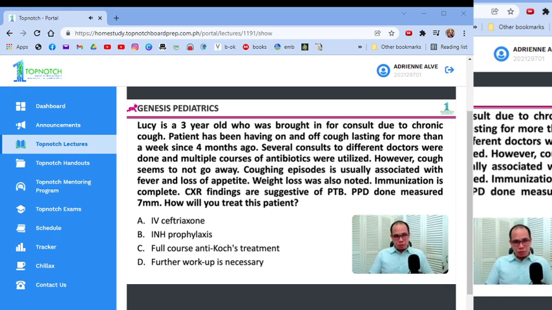So you shouldn't answer IV ceftriaxone, okay? Unless meron kang coincidental or meron ka ring finding na pneumonia on X-ray, then yes, pwede. Pero for this case, if you encounter this question in the board exam, dapat ang pinagpipilian mo na lang dyan is B, C, or D, okay? The answer is you should give your full course anti-Koch treatment.